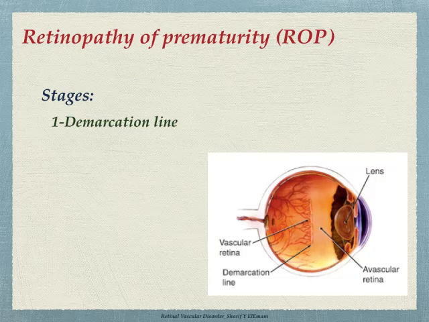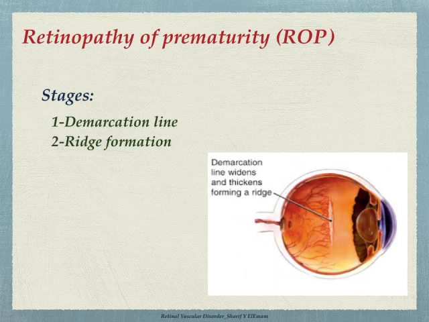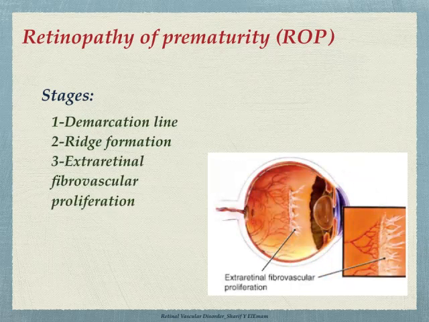The first stage is called the demarcation line, which is the line differentiating the avascular retina, that retina that is not supplied by any blood vessels, from the vascularized retina. Gradually, a ridge is formed, which means an elevated area that has fibrovascular blood vessels at this junction. Then an extraretinal fibrovascular proliferation happens. This is the third stage.